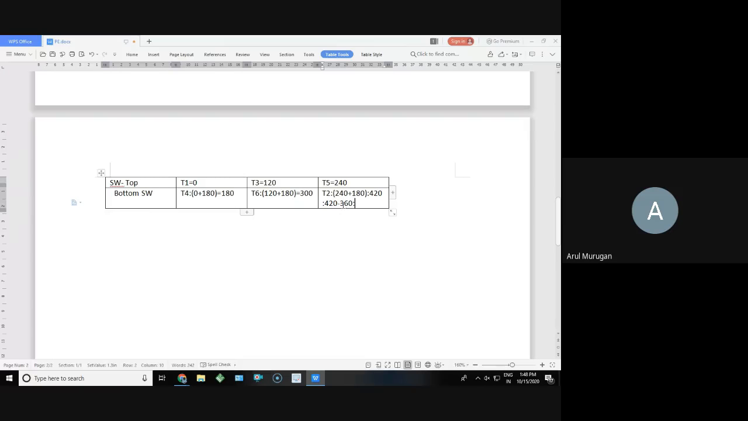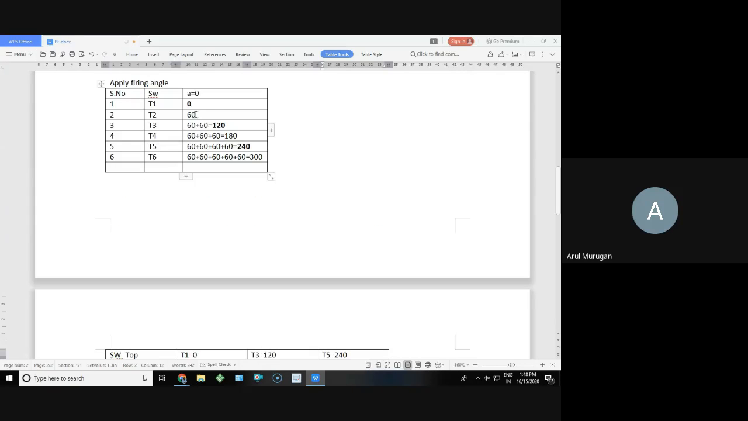Okay, here the answer is 60 degree. See, both are matched. So you will write the firing angle: 0, 60, 120, 180, 240, 300. So this is the alpha equal to 0 condition. That's all. The same thing you will type in MATLAB.